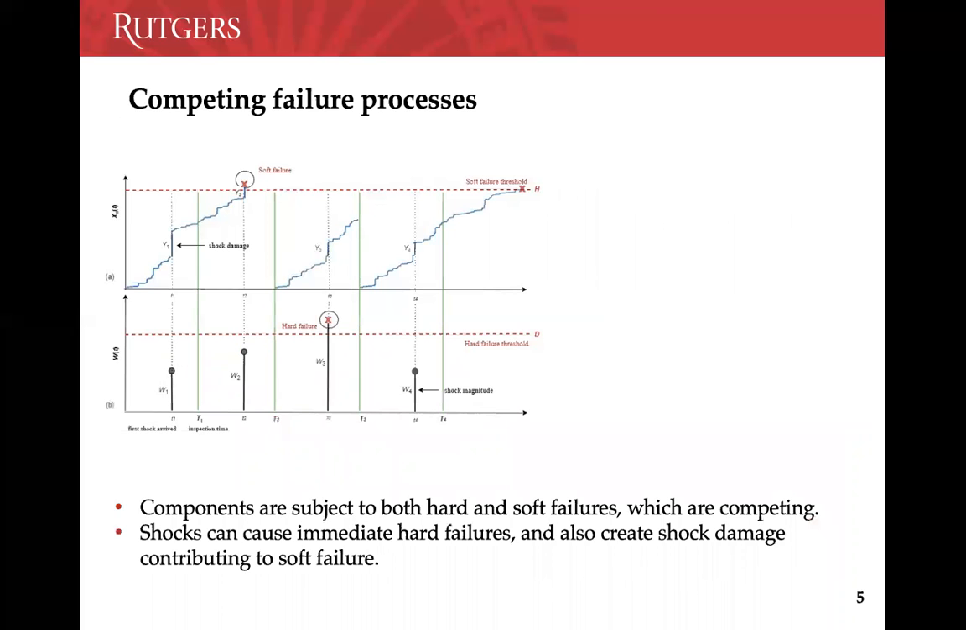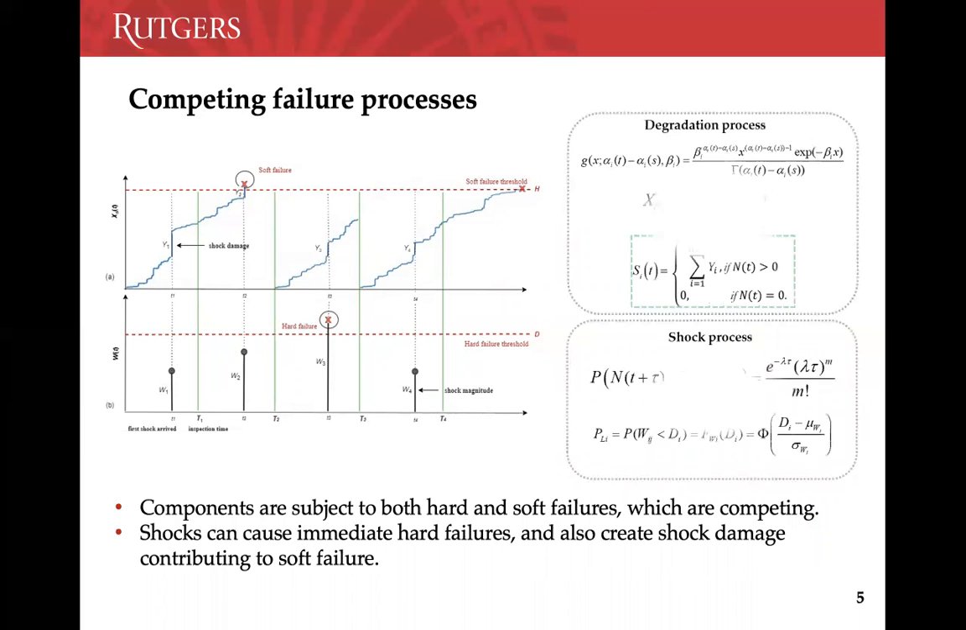So in this research, I consider two competing failure processes. One of them is related to degradation, and one of them is about the shock process. I assume that each component degrades over time, and whenever a shock comes to our system, it has a damage effect on the degradation of each component. Whenever the cumulative degradation of a component is above some threshold, we call it a soft failure. We also consider that each shock has a magnitude, and whenever the magnitude of any shock is above a predefined threshold, we call it a hard failure.